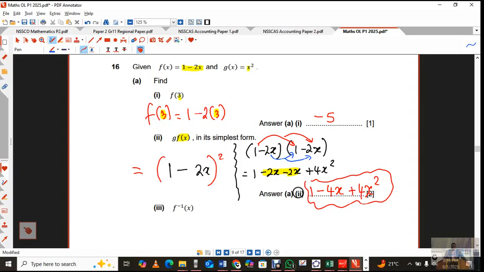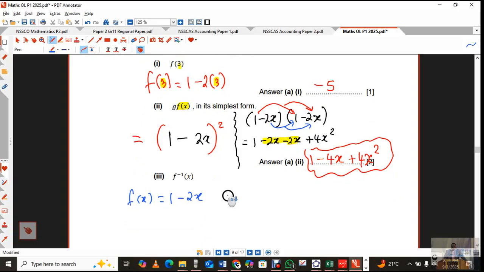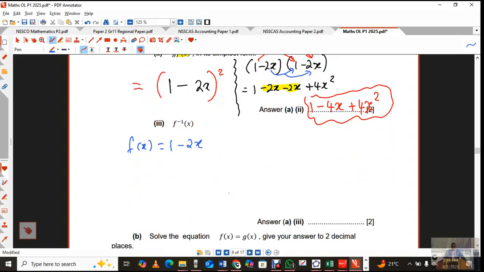Right, so we need to find the inverse of f. So let's just write f of x over here, which is 1 minus 2x. And how do you find the inverse of that? Well, you can let the f of x be replaced by y if you want to, 1 minus 2x, and then you switch the letters around. So you're going to have an x over here, and you're going to say it is equal to 1 minus 2, and over here you're going to have the y.